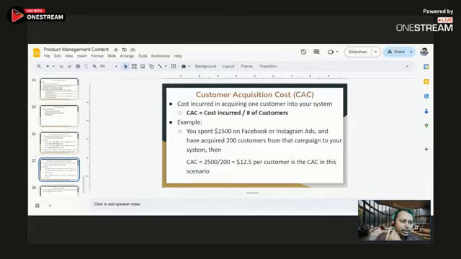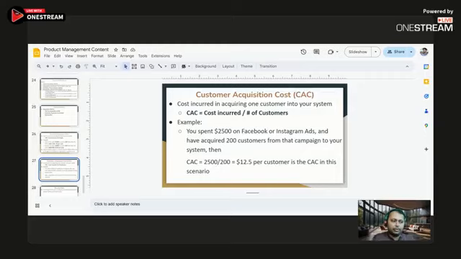So the formula for calculating this, as you see on the screen, is total cost incurred divided by the number of users or number of customers acquired, right? So CAC, we can just cover it with an example as you see on the screen. Cost incurred divided by the number of customers. So you spent around $2,500, say for example, on Facebook or Instagram ads, and you have acquired 200 customers as a result of that campaign.